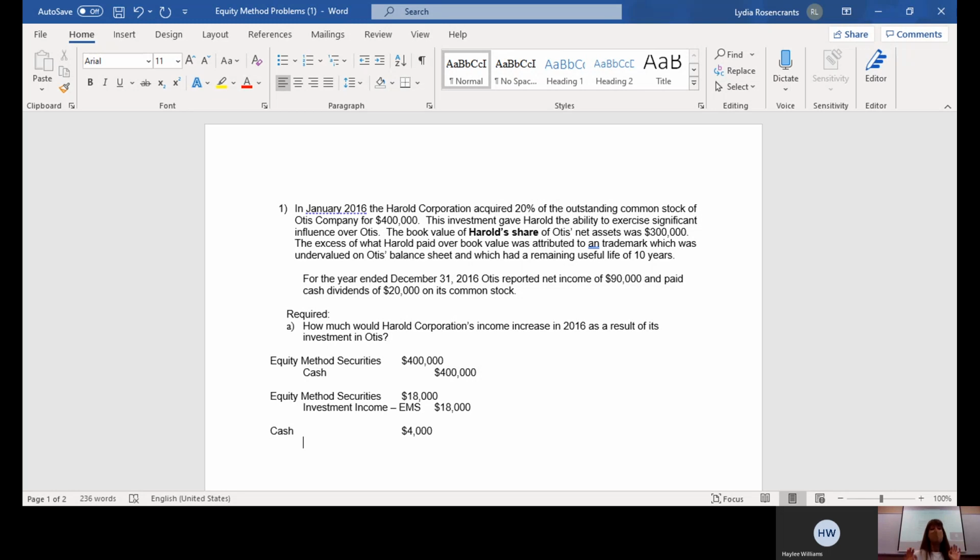All right. So we do not record it as investment income. Dividends are not investment income. They are actually a reduction to the investment account itself.